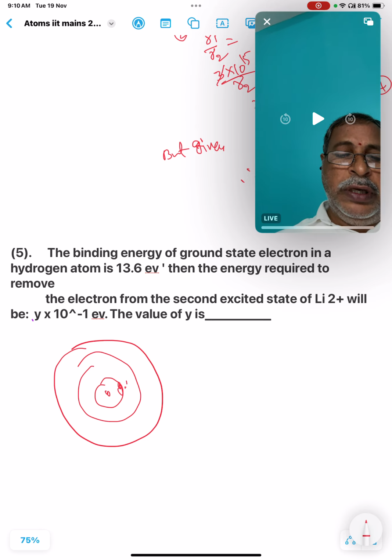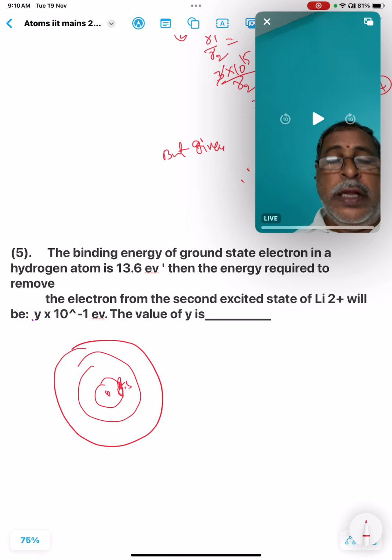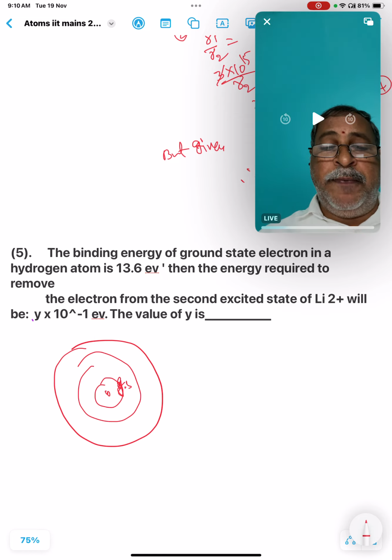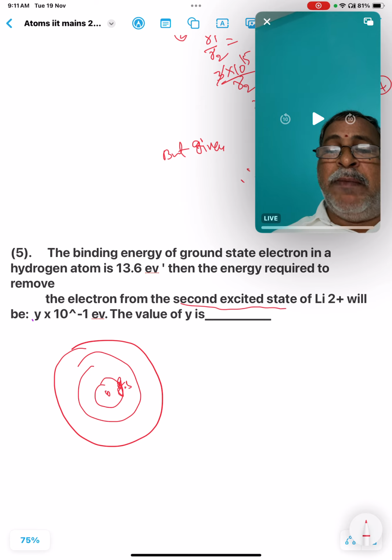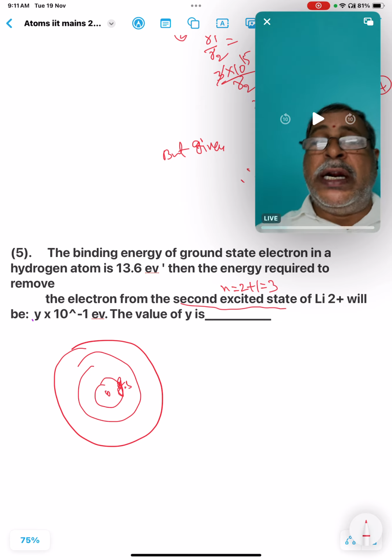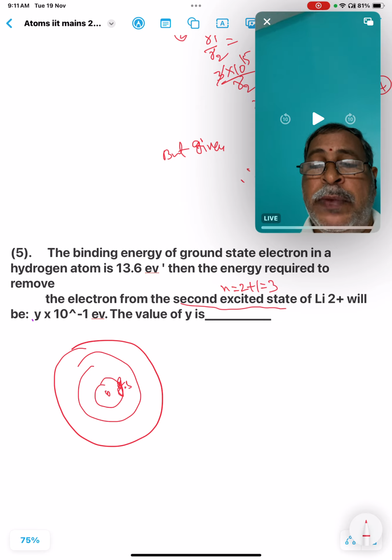Okay, so when the electron is in the ground state, its energy is 13.6 eV. Then the energy required to remove the electron from the second excited state. Second excited state, remember this point, means n equals 3: 2 plus 1 equals 3. So we have to consider the n value as 3, of lithium, Li plus 2. The Z value is also given as 3 for lithium.